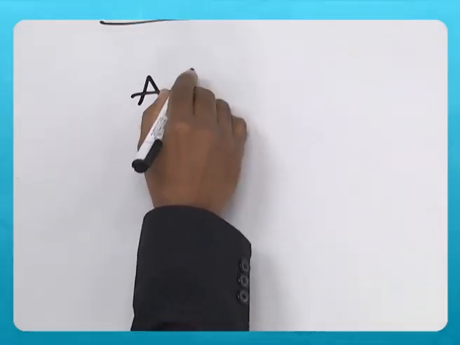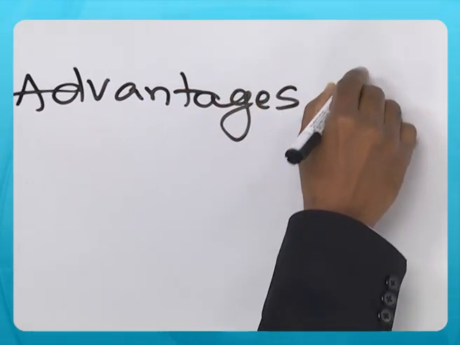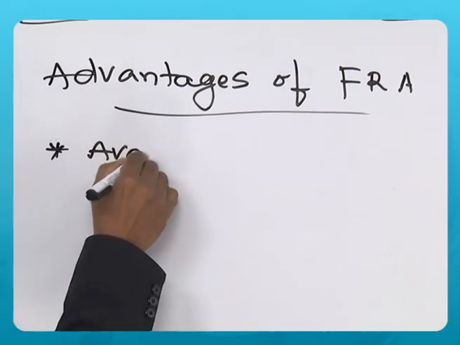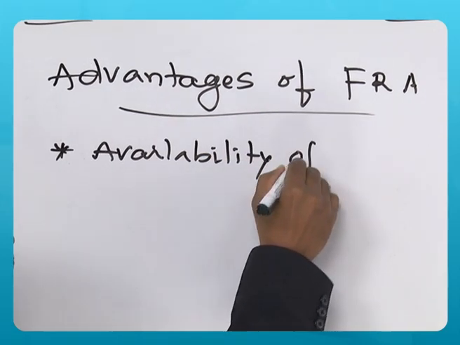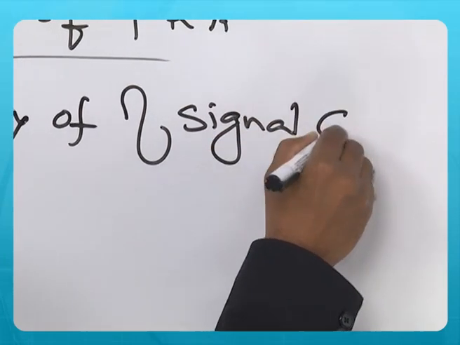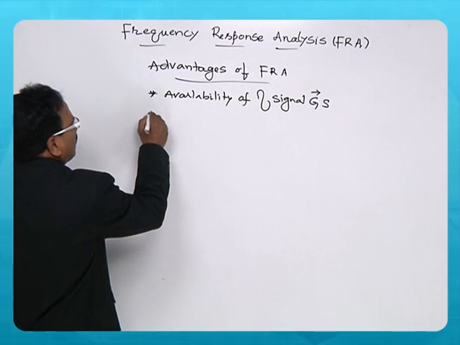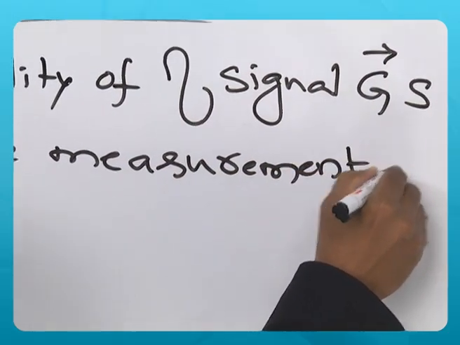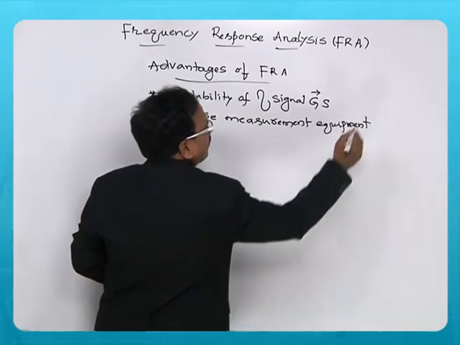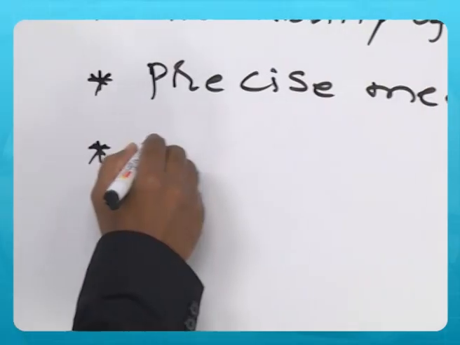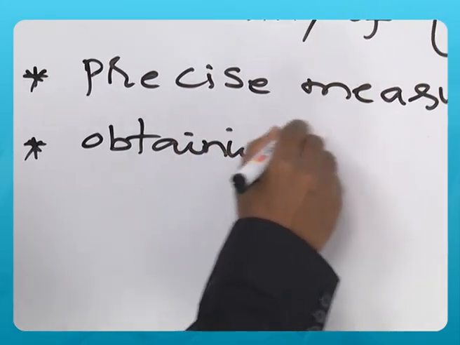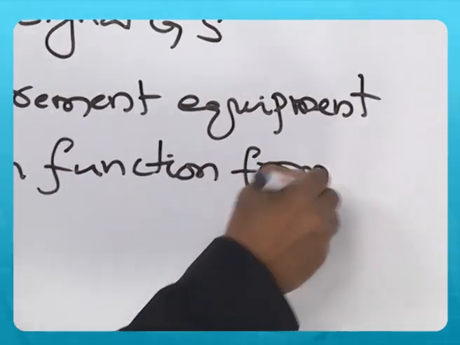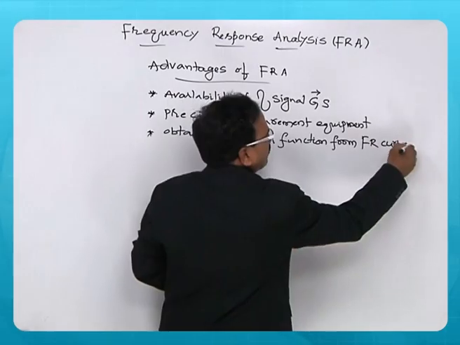The advantages of frequency response analysis are: number one, availability of sinusoidal signal generators, precise measurement equipment, then obtaining transfer function from frequency response curve is very easy.